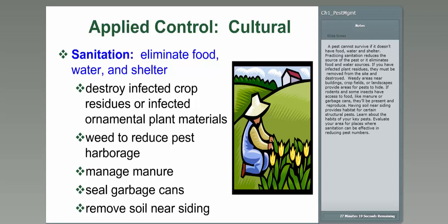Learn about the habits of your key pests. Evaluate your area for places where sanitation can be effective in reducing pest numbers.